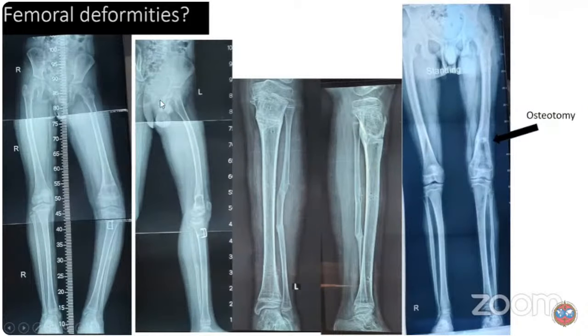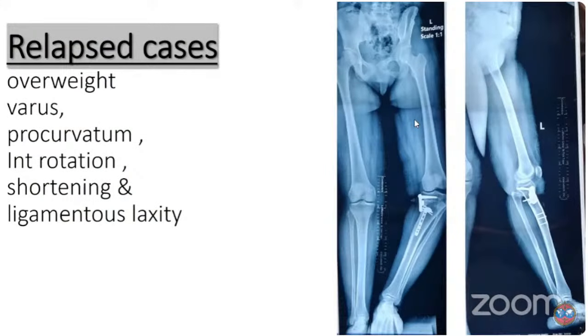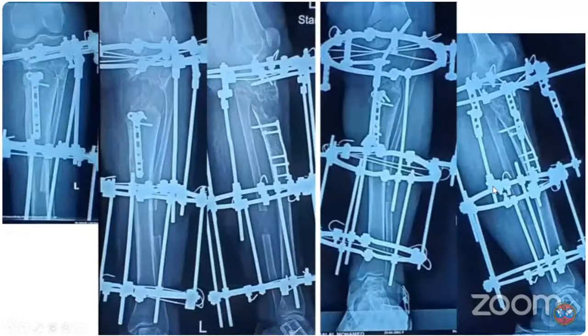We couldn't remove this implant. We removed the upper one. And from the osteotomy, we do lengthening and correction of the deformity all together at the same time. And you see the picture. You can correct everything together.